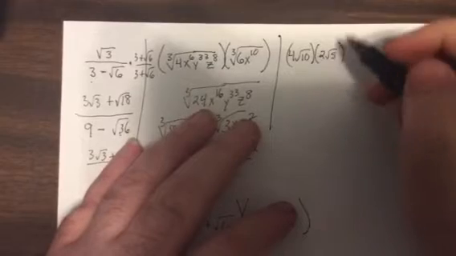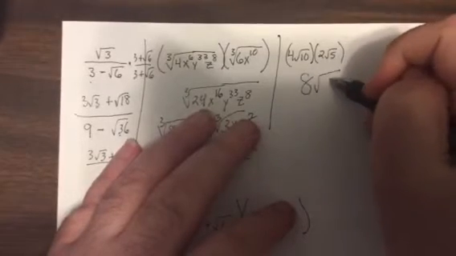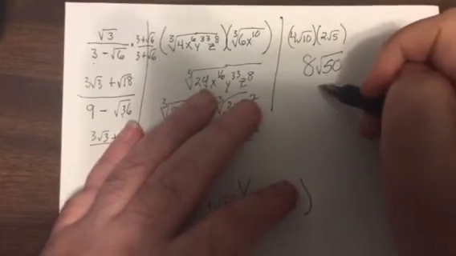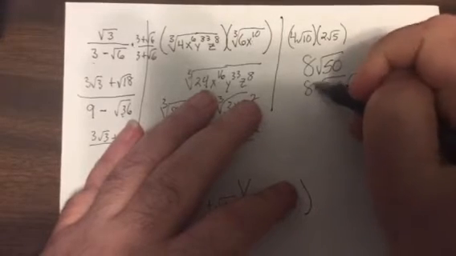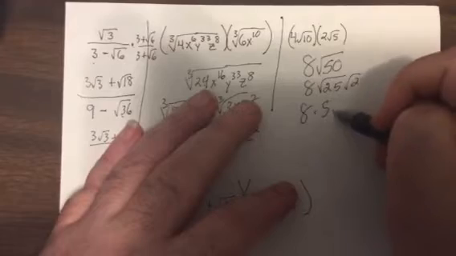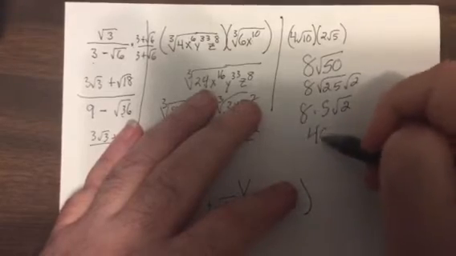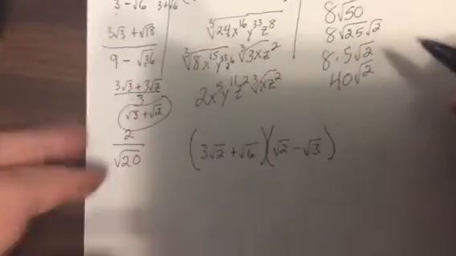Okay, this one. Oh, it's easy. No pluses or minuses, so it's 8 square root of 50. So square root of 50 is 25 and 2. Still got that 8 there, so it's 8 times 5 times square root of 2. So it's 40 square root of 2.